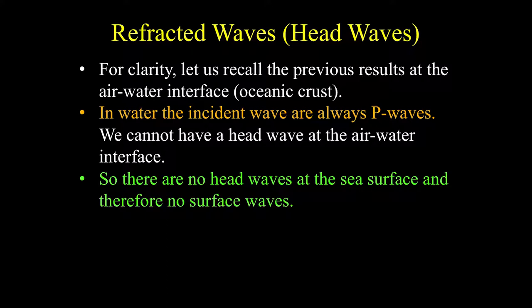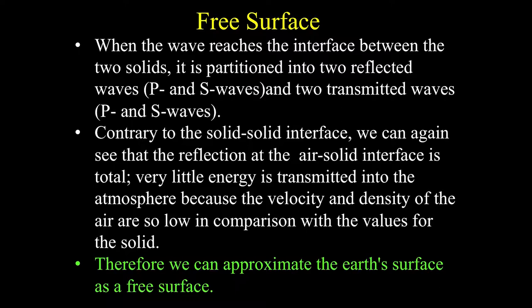In summary, when the wave reaches the interface between the two solids, it is partitioned into two reflected waves, P and S waves, and two transmitted waves, also P and S waves. Contrary to the solid-solid interface, we can again see that the reflection at the air-solid interface is total. Very little energy is transmitted into the atmosphere, because the velocity and density of the air are so low in comparison with the values for the solid. Therefore, we can approximate the Earth's surface as a free surface.